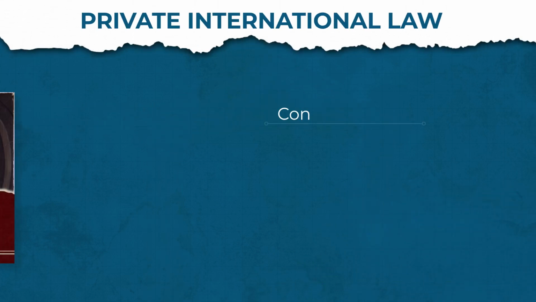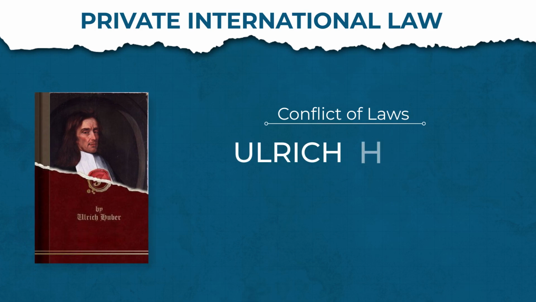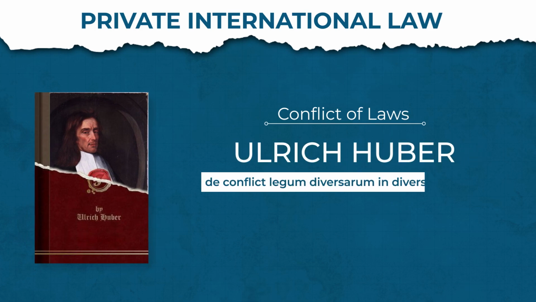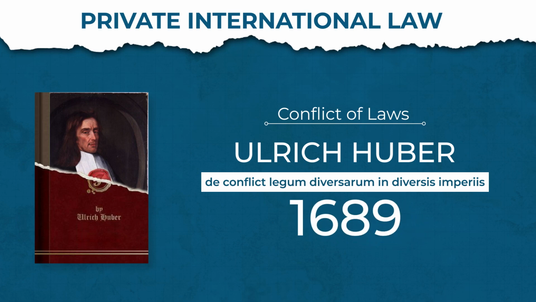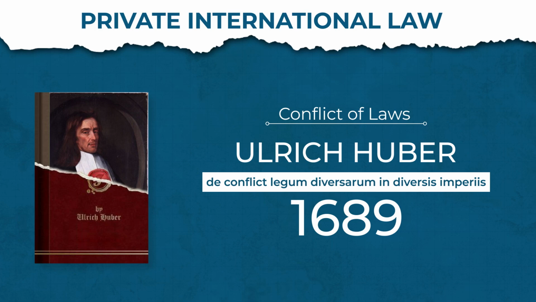Private international law is also referred to as conflict of laws. It was first stated by Ulrich Huber in his book, De Conflictu Legum Diversarum in Diversis Imperiis, in 1689. Private international law deals with the relationship between the private entities of different countries. Legal action is required when people from different geographies interact with each other.